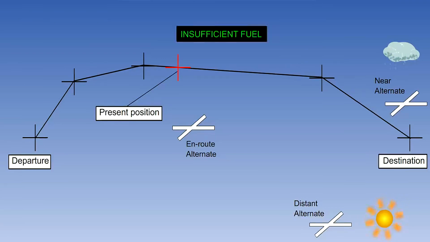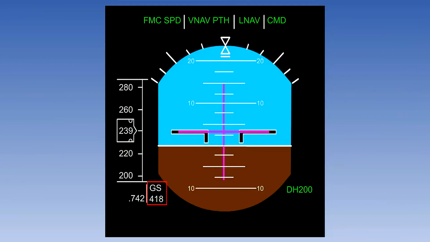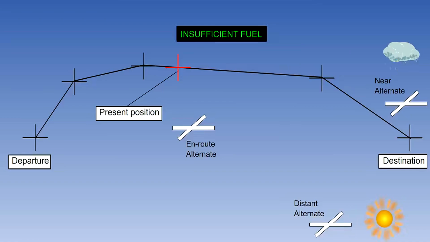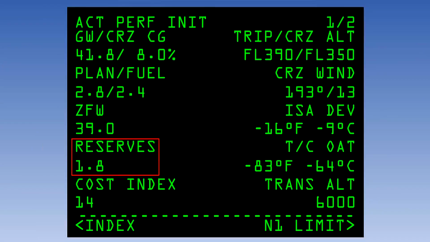Firstly, let's work out how the FMS has arrived at this conclusion. It knows where you are. And it is continuously working out the length of the rest of the route. It knows your ground speed, so it can work out the remaining flight time. It knows the present fuel and the fuel consumption rate, so it can work out how much you will have on arrival at the destination. It then compares this estimated fuel on arrival with the minimum reserves.